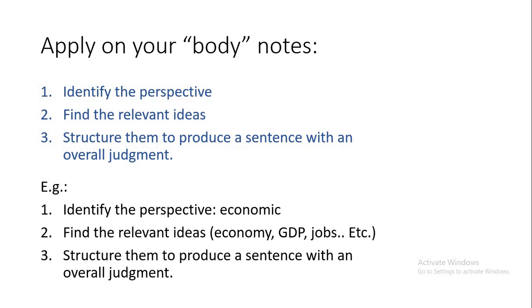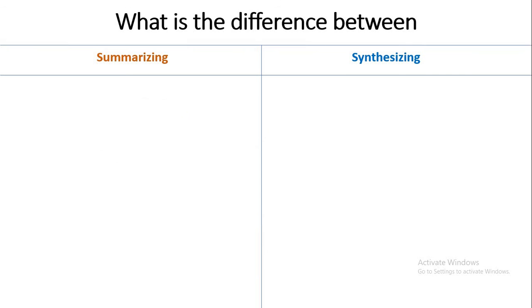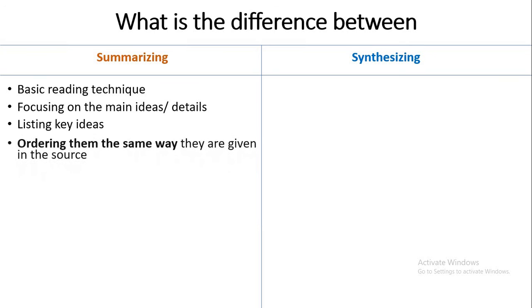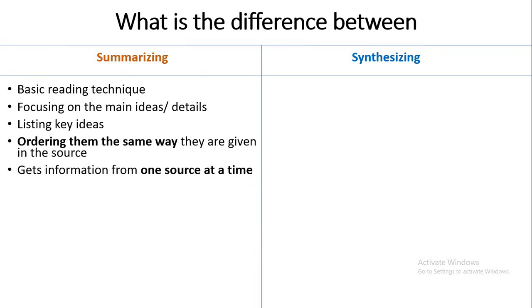This is all for these 3 writing skills so far. As you may know by now, summarizing is the basic reading technique. It is focused on the main ideas or their supporting or subordinate details. When we summarize, we list keywords or key ideas. We order them the same way they are given. And when we summarize, we get information from one source at a time. Like we finish summarizing one source and then we move on to summarizing the other one.